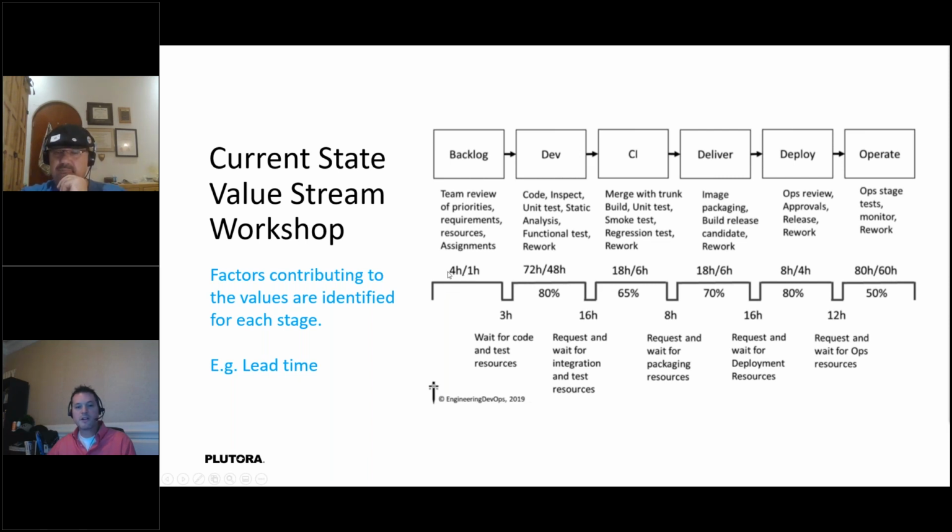Gotcha. And just to make sure I got these numbers right, for example, on the backlog, you got 4 hours of lead time with 1 hour of process time, which leads to 3 hours of waste, and right on through. What's this 80% number here? Well, that's the C/A. That's the % of those changes that were accepted without change.